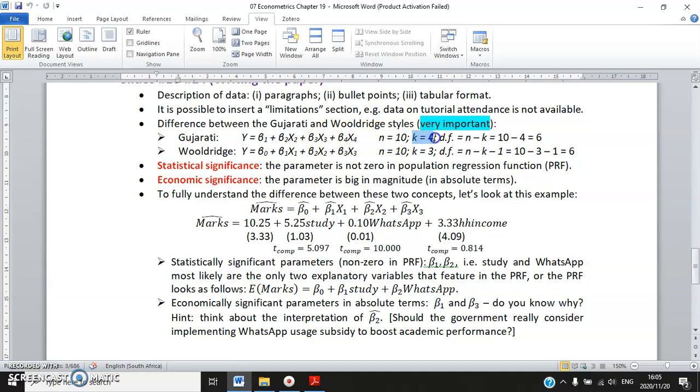Your K would be the number of parameters, including the constant for Gujarati. So K is equal to 4, 1, 2, 3, and 4, including the constant. Then degrees of freedom, n minus k, would be 10 minus 4, which is 6.